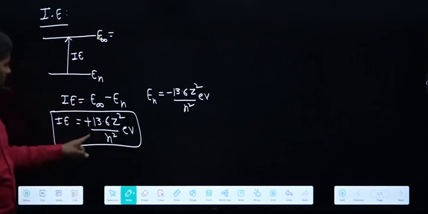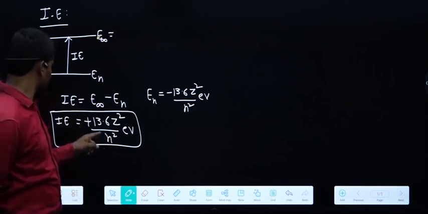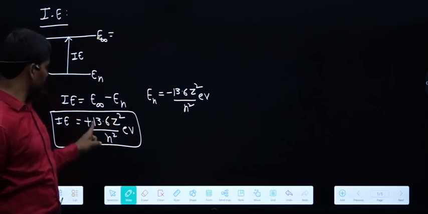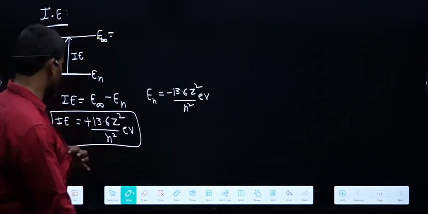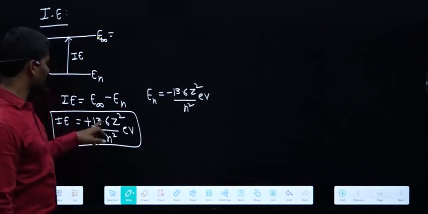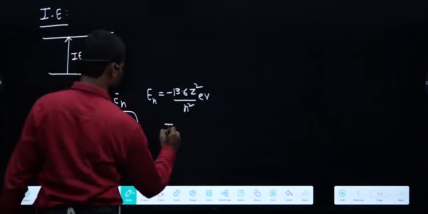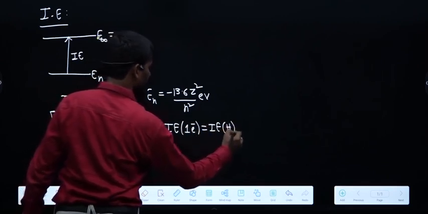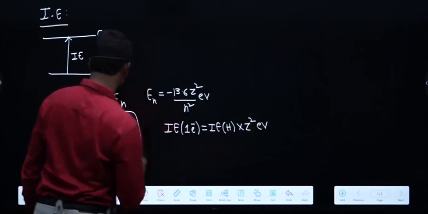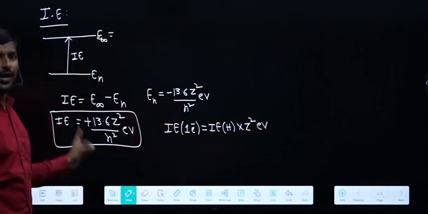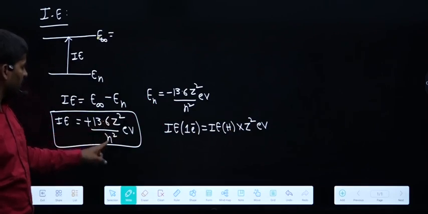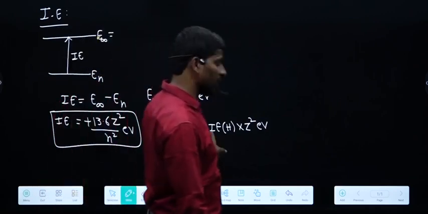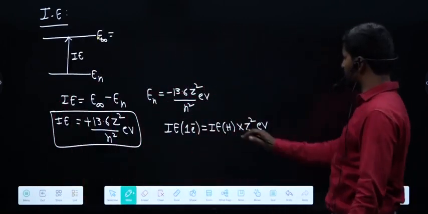If n is the ground state, the first state, n value 1, hydrogen atom, Z is 1. So the ionization energy of a hydrogen atom in the ground state is what? 13.6 electron volts. And the ionization energy of other atoms is the ionization energy of hydrogen atom into Z square. Ionization energy of one electron systems is equal to what? Ionization energy of hydrogen atom into Z square electron volts. Since 13.6 is the ionization energy of hydrogen atom in the ground state, Z value 1, n value 1, if you substitute, we are getting 13.6. Okay. So the ionization energy of other one electron systems is equal to the ionization energy of hydrogen atom into Z square.